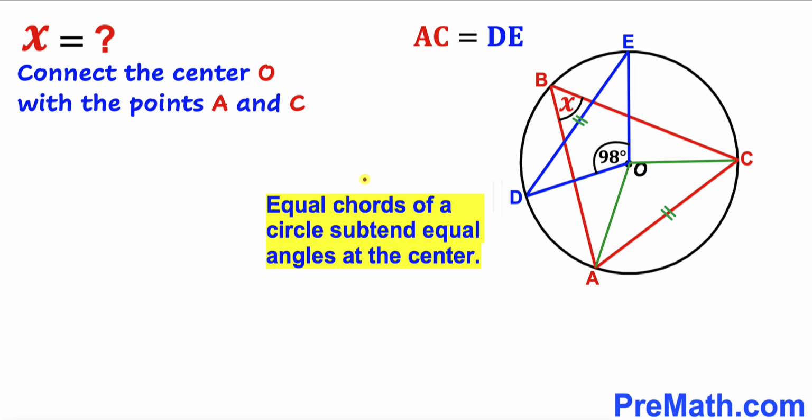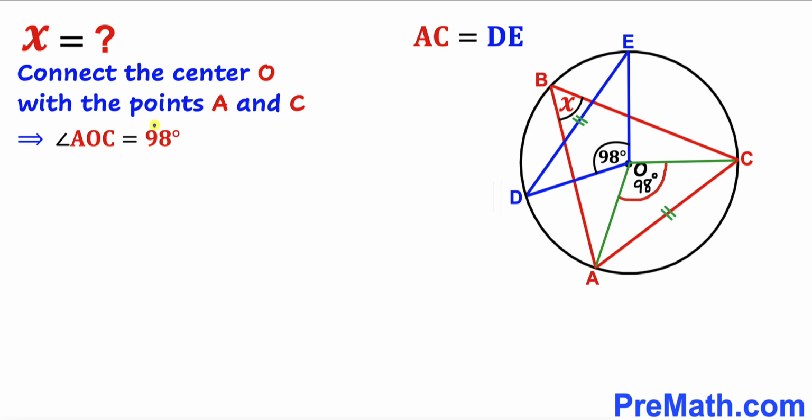And now let's recall a crucial fact. Equal chords of a circle subtend equal angles at the center. And since these two chords are equal in length, this angle with this center is going to be the same as this 98 degrees. So therefore this angle AOC turns out to be 98 degrees, as you can see over here.